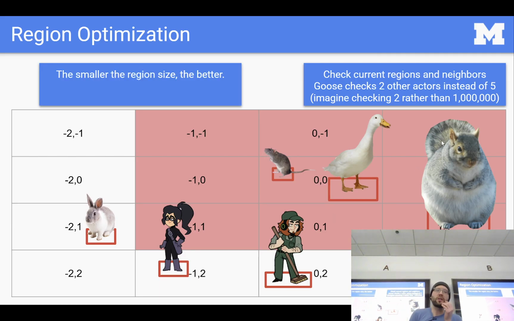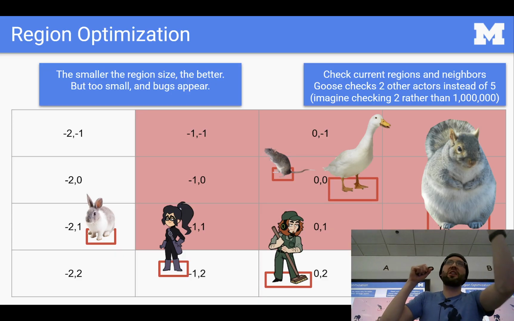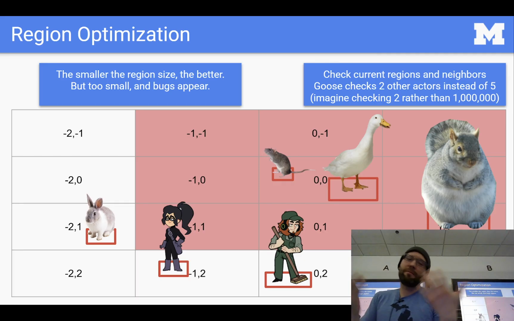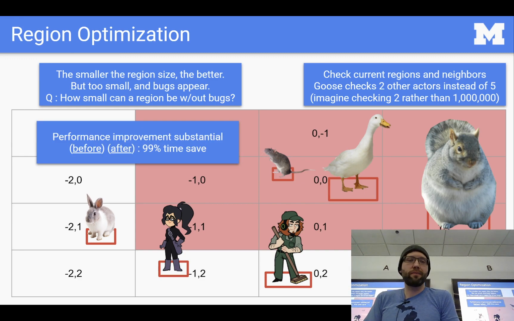The smaller the region size, the better, all right? But if you go too small, then you could get bugs where the region system says you don't have to check this other actor, but actually you should have checked it and it's colliding with you, and boop, now you've got a correctness issue and the character is not where they should be, right? That's a thing that can happen, okay? How small can a region be without causing bugs? Okay, that's something to think about.